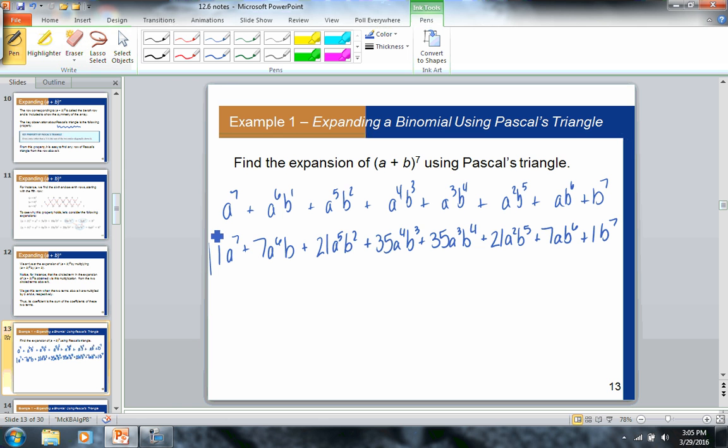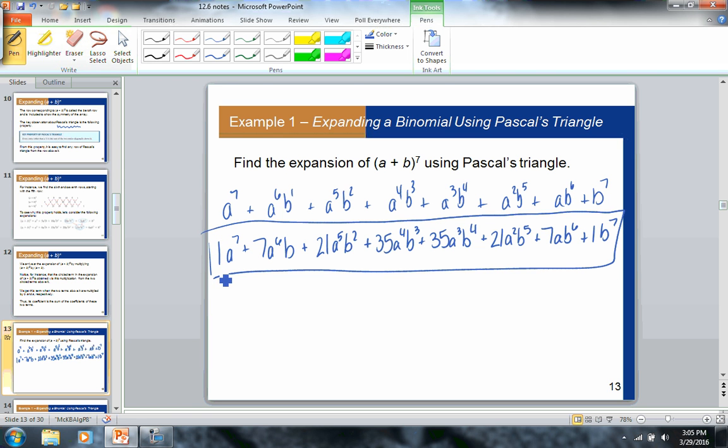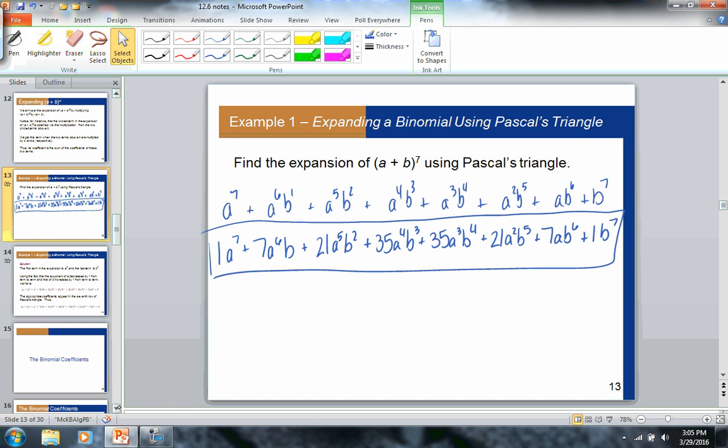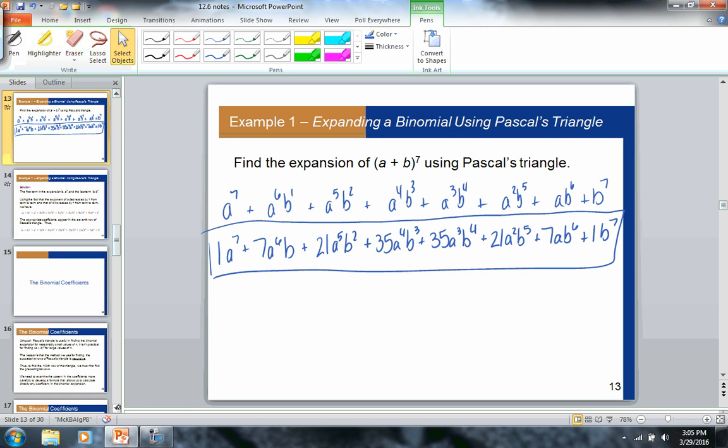Okay, so this is my final answer here, this last row that I wrote out. That would be the expansion of a plus b to the 7th power. So you're going to see some problems like that on your homework where you have to expand a binomial. So use that pattern for the descending values of the exponents and check your sums on the exponents as well. And then use the Pascal's triangle so that you can come up with the coefficients in front of each term.